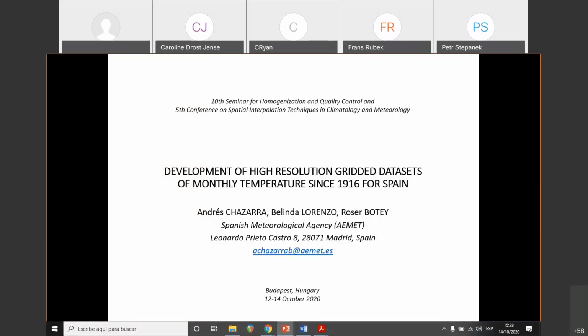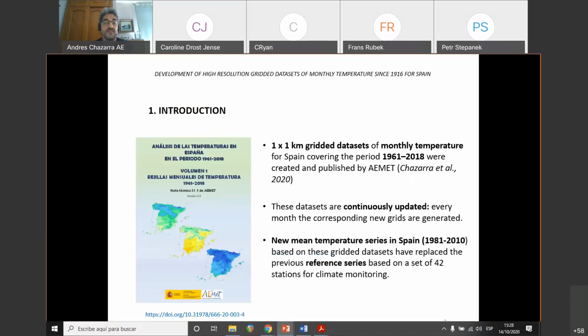Monthly temperature since 1916 for Spain. Let's start with an introduction.